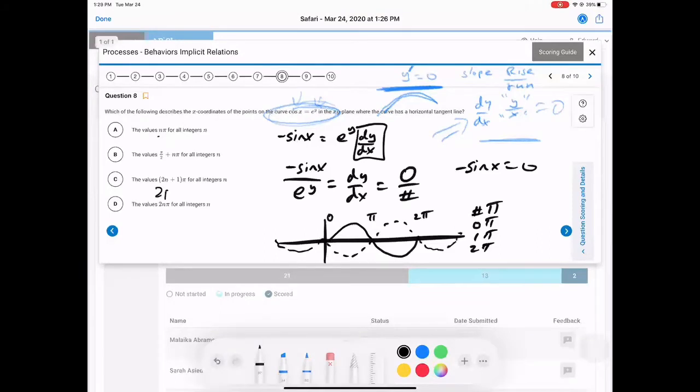This one here is 2 pi n plus pi. So they want to start off at pi and go 2 pi, which is not our thing. And what else? The value of 2 and pi, this is just every 2 pi. So our answer was only A. Okay.